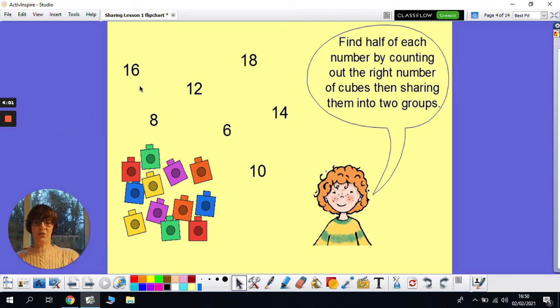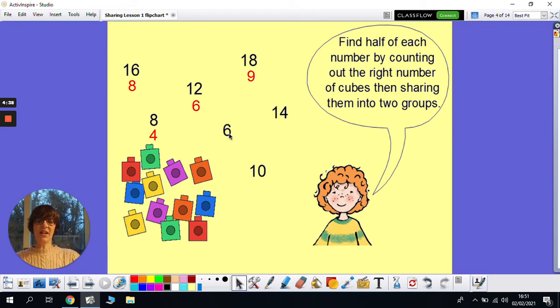So, how did you get on? Did you manage to use your doubles to help you find half of the amount, or did you use objects? Let's see if you got the right number. Half of 16 is 8. Well done. Half of 8 is 4. Remember, 4 plus 4 equals 8, or double 4 is 8. Half of 12 is 6. Remember our numbers on the clock, and 6 plus 6 equals 12. How about 18? Half of 18, that's right, is 9, and double 9 equals 18.